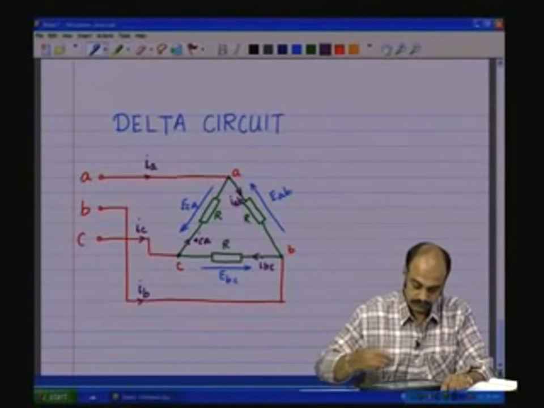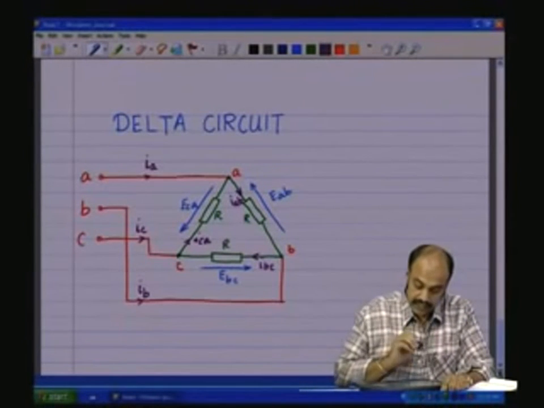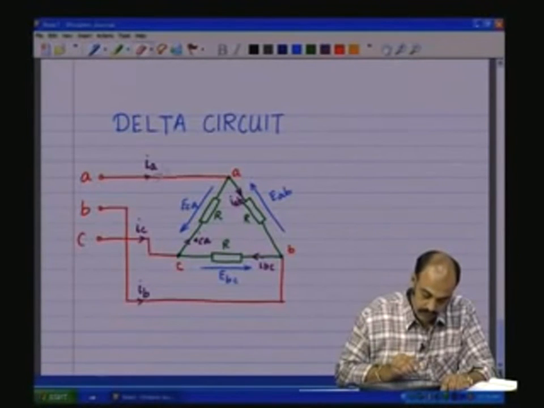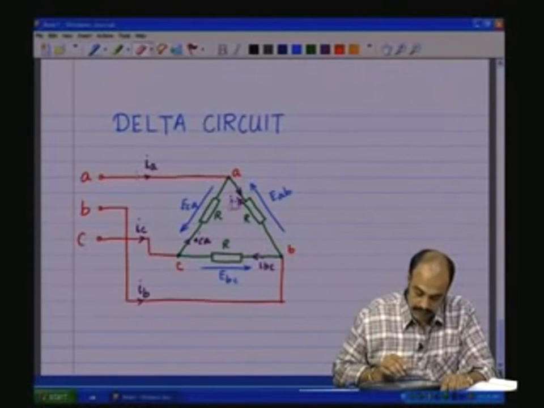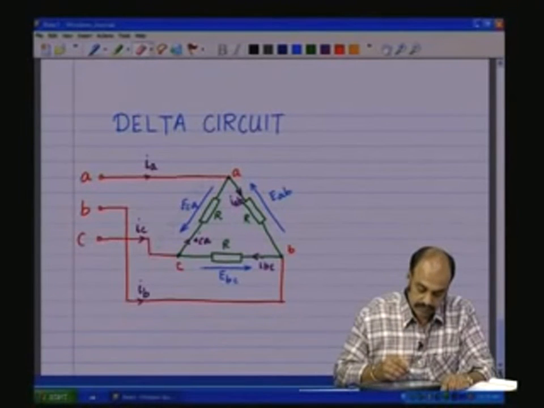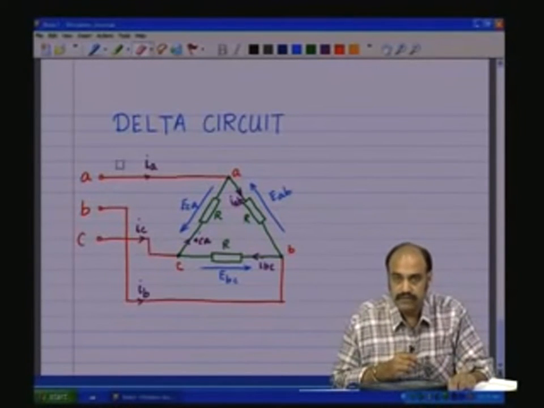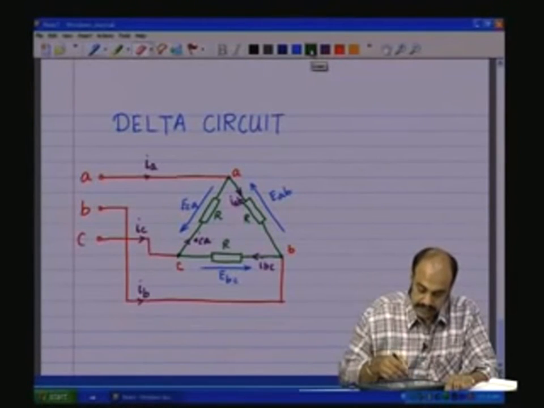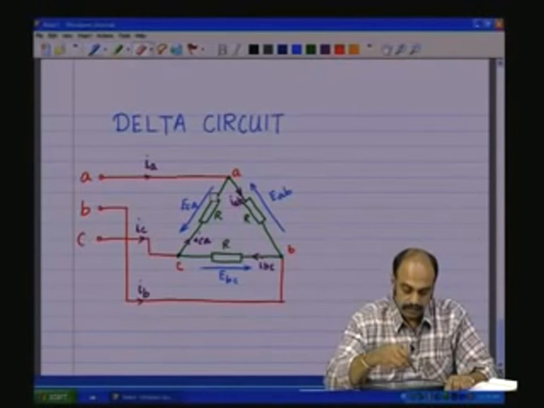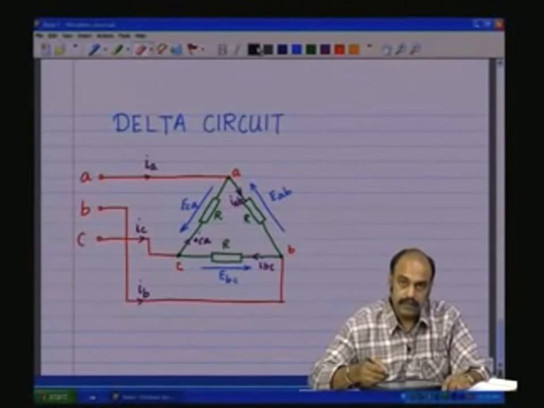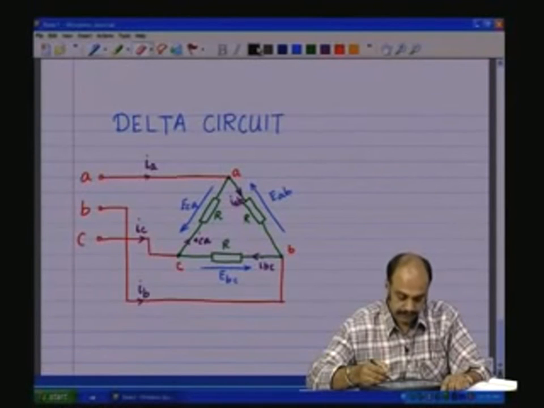Now, we need to find the relationship between this line current here I A and the phase currents here. So, also the line currents here and the phase currents here, because we know that between the phase voltage and the line voltage there is no difference. So, they are all equal. So, what is remaining is to find the relationship between the line and the phase currents. So, first let us draw the phasor diagram.